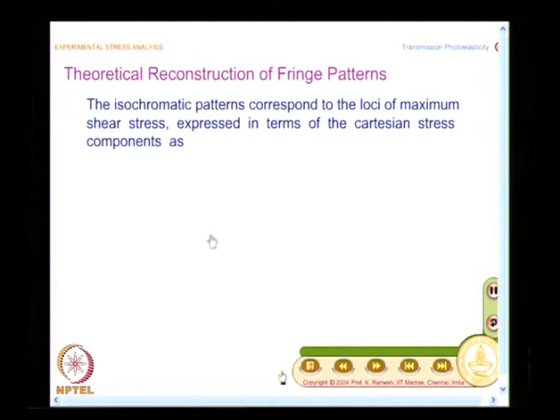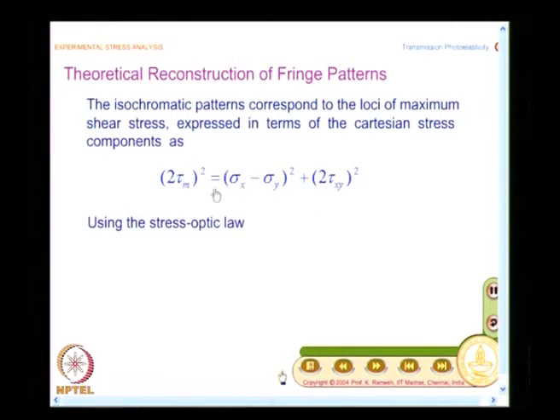And we know what these isochromatic patterns correspond to. They correspond to loci of maximum shear stress, expressed in terms of the Cartesian stress components as (2 tau m) whole squared equal to (sigma x minus sigma y) whole squared plus (2 tau xy) whole squared. Note the difference, this is in-plane shear and this is maximum shear stress.